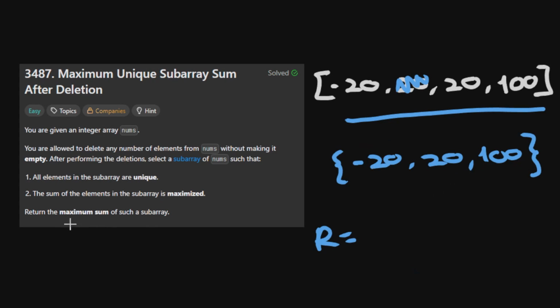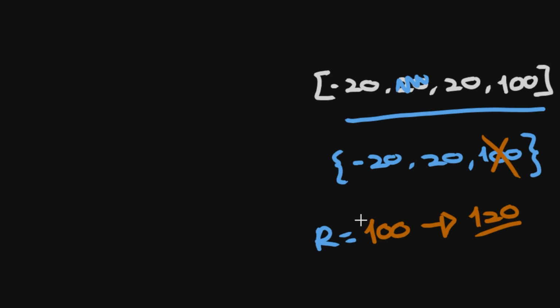The way to make sure that we get the maximum sum is to start with the maximum element in the result. So we start with 100 here. And this is how we finally get the result 120, which is the maximum sum. Now maybe the most tricky part here is to understand why we are choosing the maximum value initially in the result. And the answer is the following.